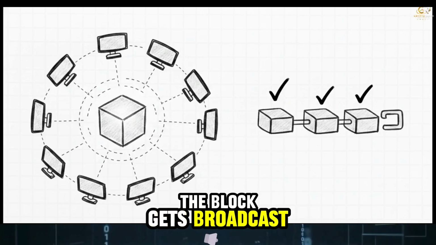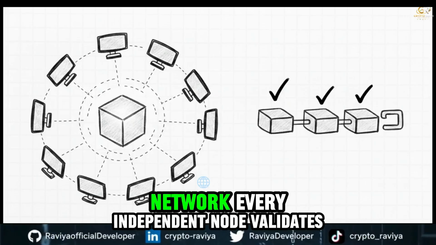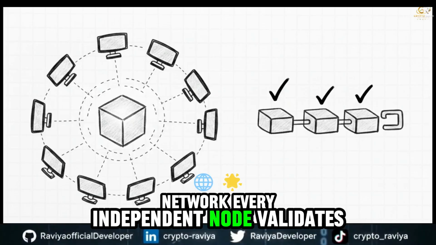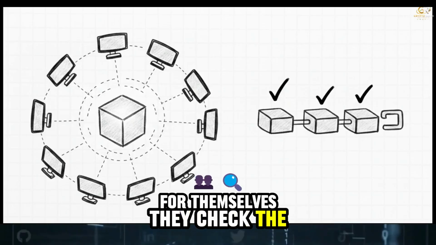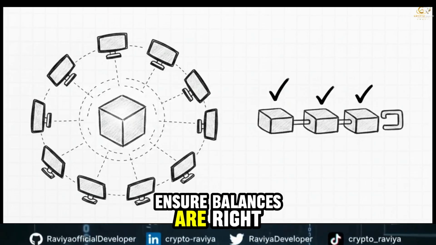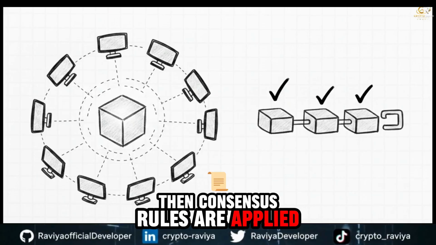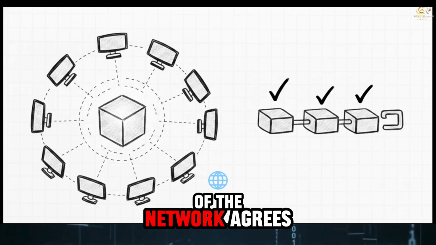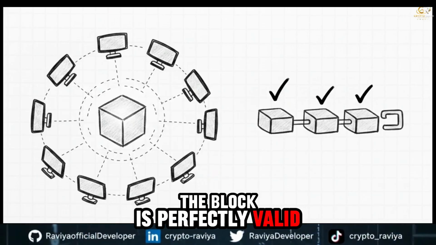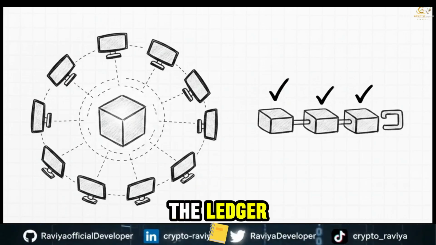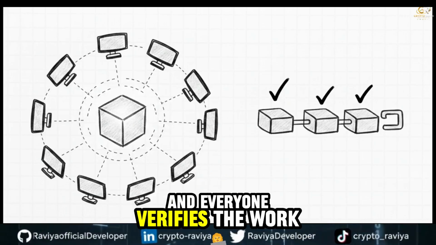The block gets broadcast out to the entire peer-to-peer network. Every independent node validates the block for themselves. They check the cryptographic signatures, ensure balances are right, and make sure hashes actually match up. Then, consensus rules are applied. If more than 51% of the network agrees the block is perfectly valid, boom, it's permanently written to the ledger, everyone holds a copy, and everyone verifies the work.